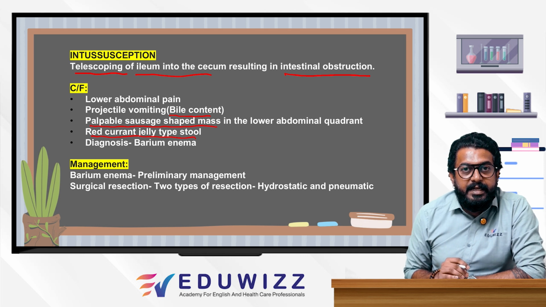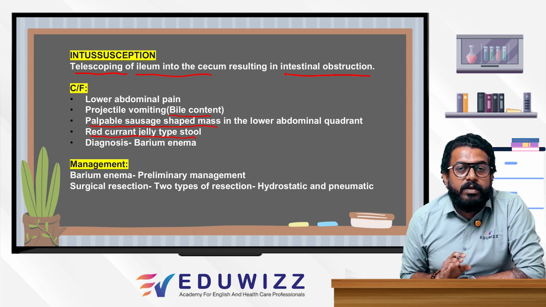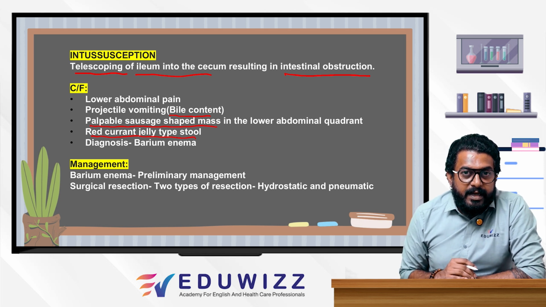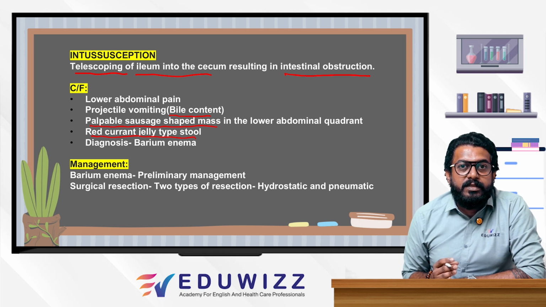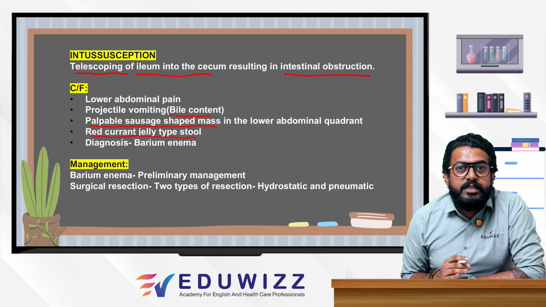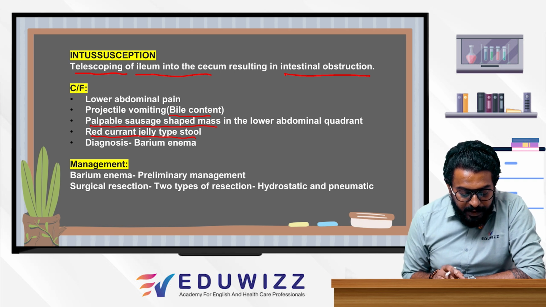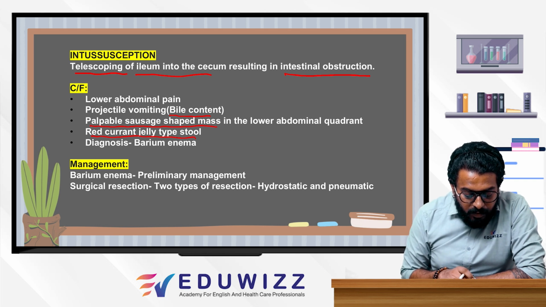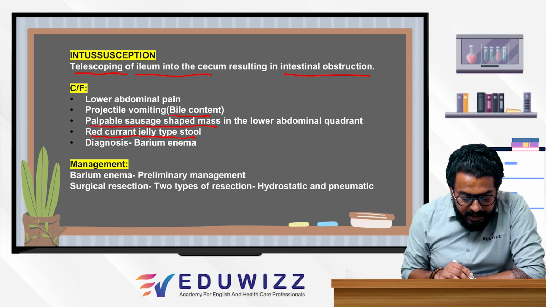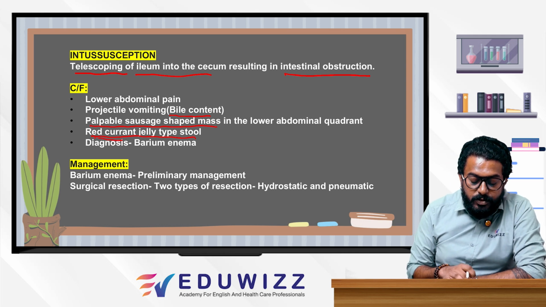Diagnosis of intussusception is by barium enema, and the initial management is also barium enema or normal saline enema. If it is not cured by barium or normal saline enema, then another management is surgical management, in which we do manual manipulation or surgical reduction. The surgical reductions are of two types: hydrostatic and pneumatic. So these are the management of intussusception. So the features are a palpable sausage shaped mass, and most importantly, the stool appearance should be red currant jelly stool.